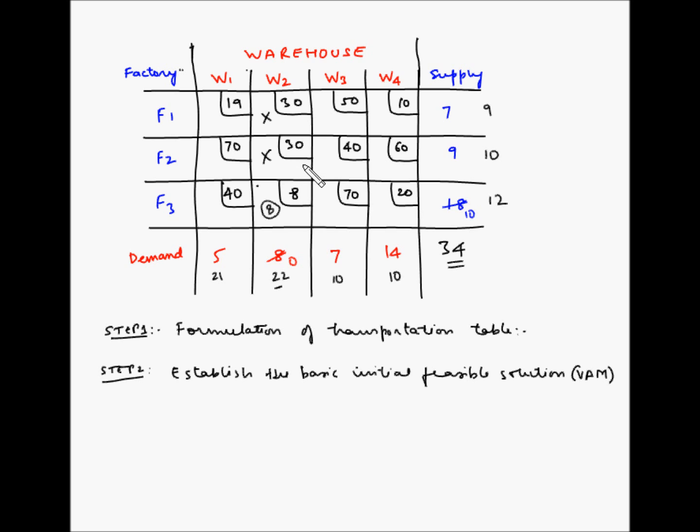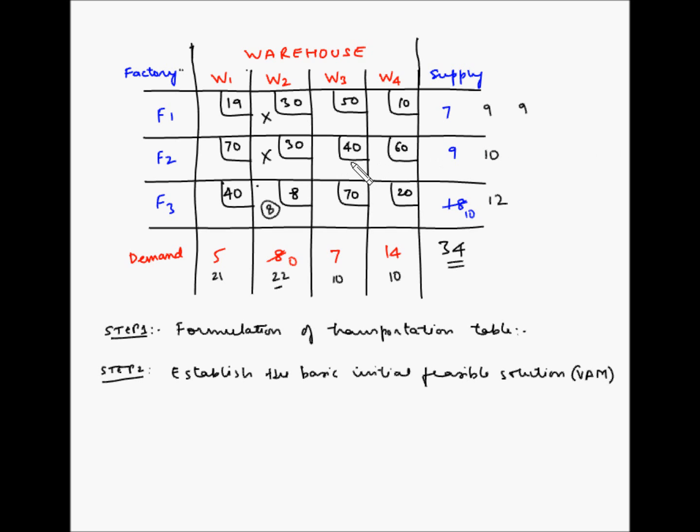Now again, let's determine the opportunity cost for the remaining row and columns. And in this case, we'll now ignore the ones which are either allocated or have a cross mark. So for the first row, the lowest is 10 and the next lowest is 19. So the difference is 9.